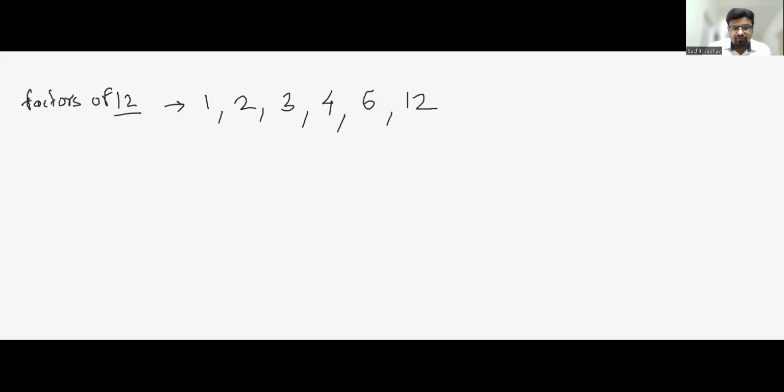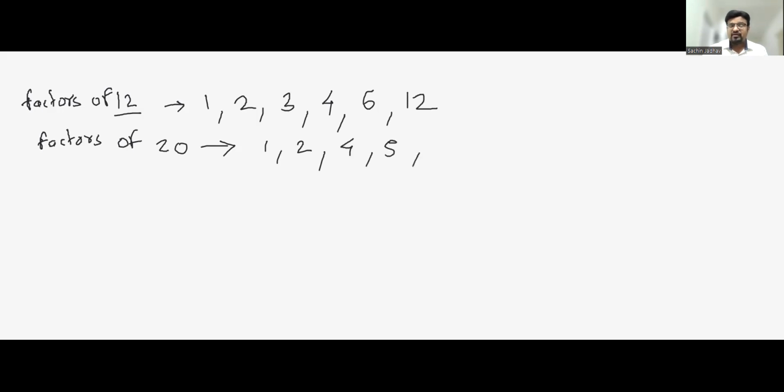In the same way, I'm going to find the factors of, suppose, 20. What are the factors of 20? 1 is a factor of 20. 2 is also a factor of 20 because 20 can be divided by 2 completely. Then 3 cannot divide 20, so 3 is not a factor of 20. Then 4 is a factor of 20. Then 5 also divides 20 completely, that's why 5 is a factor of 20.